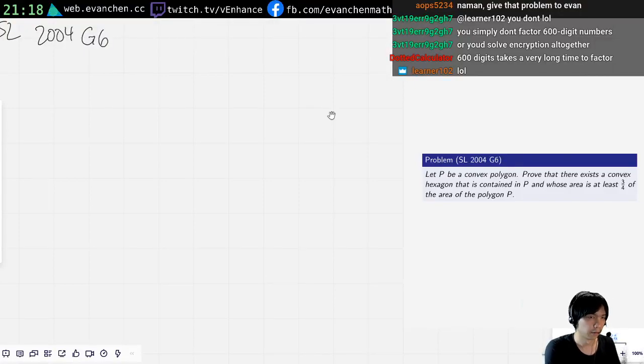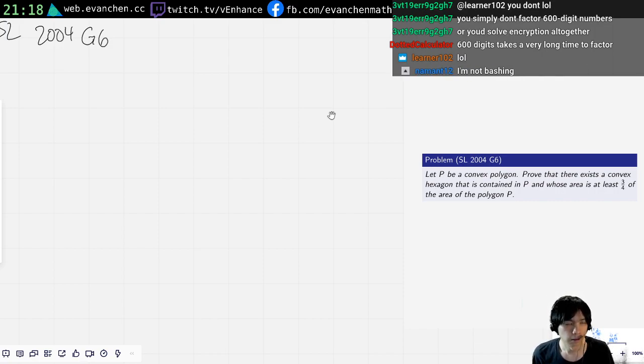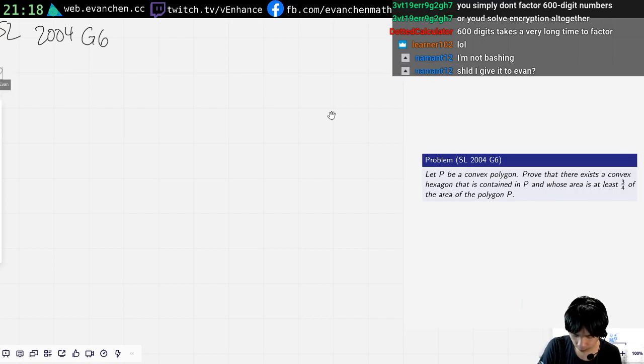Alright, let's do the geometry problem. So, I have a convex polygon and I want a hexagon inside it with at least that area. So, if P is... let's say P is an n-gon.